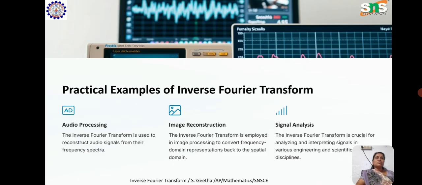Practical example of inverse Fourier transform: audio processing. The inverse Fourier transform is used to reconstruct audio signals from their frequency spectra. In image reconstruction, the inverse Fourier transform is applied in image processing to convert the frequency domain representation back to the spatial domain. In signal analysis, the inverse Fourier transform is crucial for analyzing and interpreting signals in various engineering and scientific disciplines.